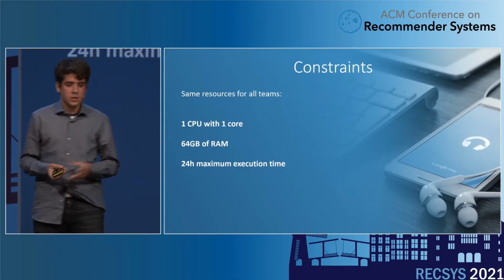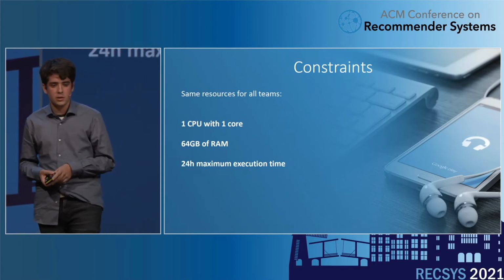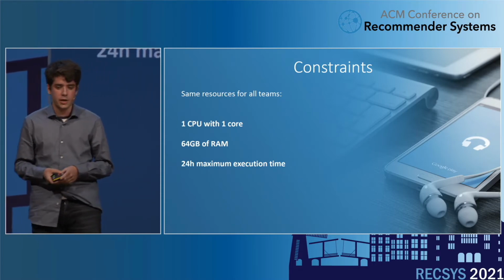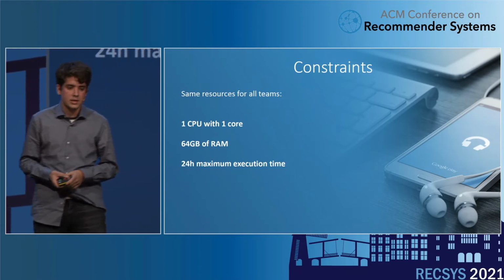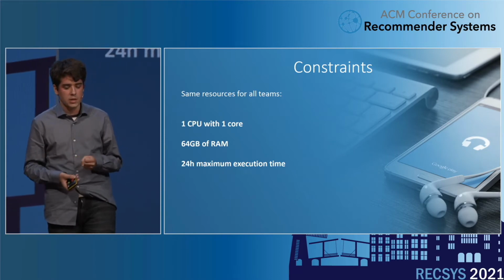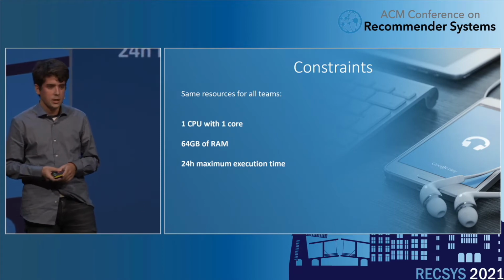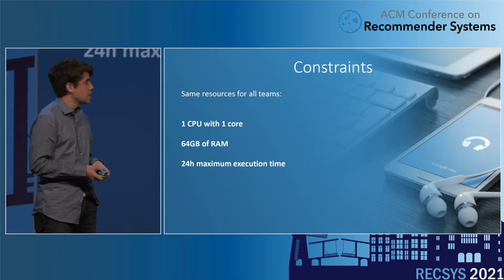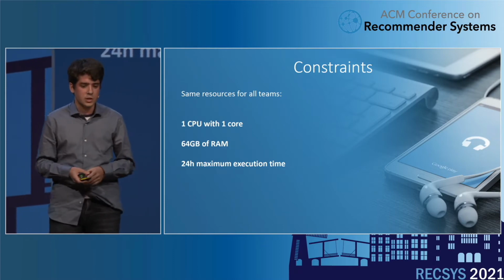One of the novelties of this challenge, because we also participated in the last challenge, was the constraints that were imposed during inference. In this case, they were 1 CPU with 1 core, 64 gigabytes of RAM, and 24 hours maximum execution time. This led to some problems that I will comment on later, because we tried different approaches that we couldn't develop in production because of these constraints.